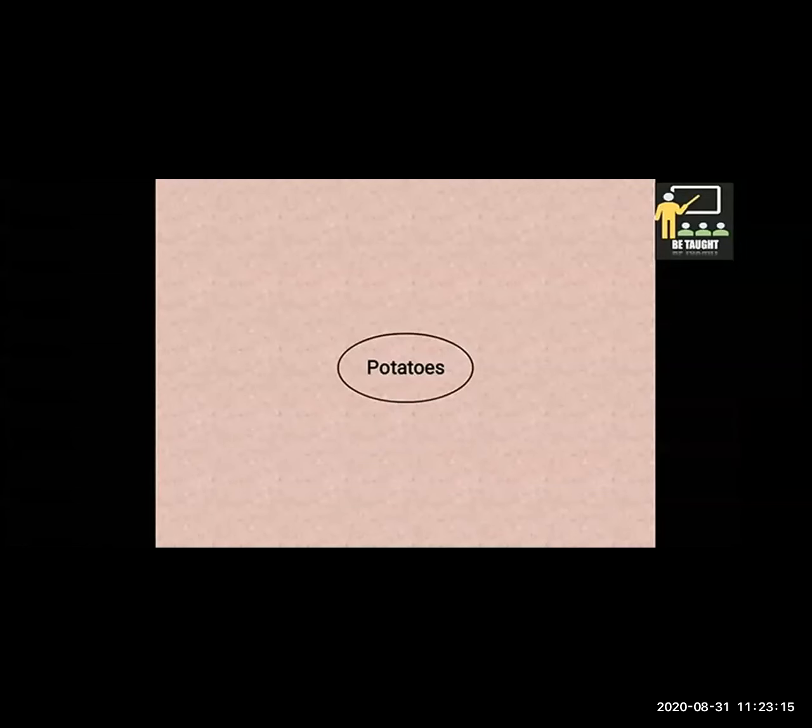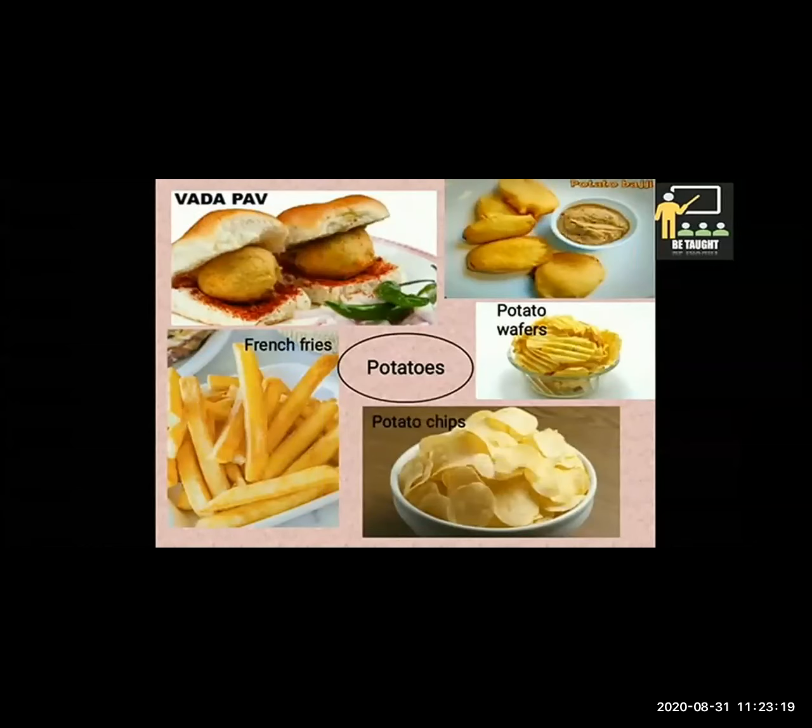Yes, so which are the different dishes we can make from potatoes? We can make vada pav, french fries, potato bhaji, potato wafers, potato chips. So these are the different dishes we can make from potatoes.